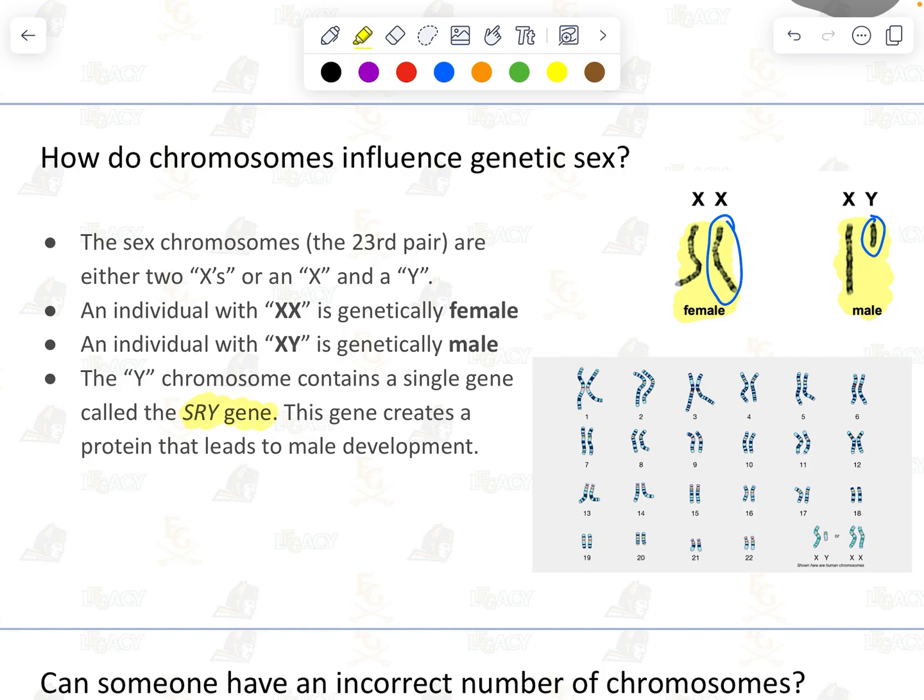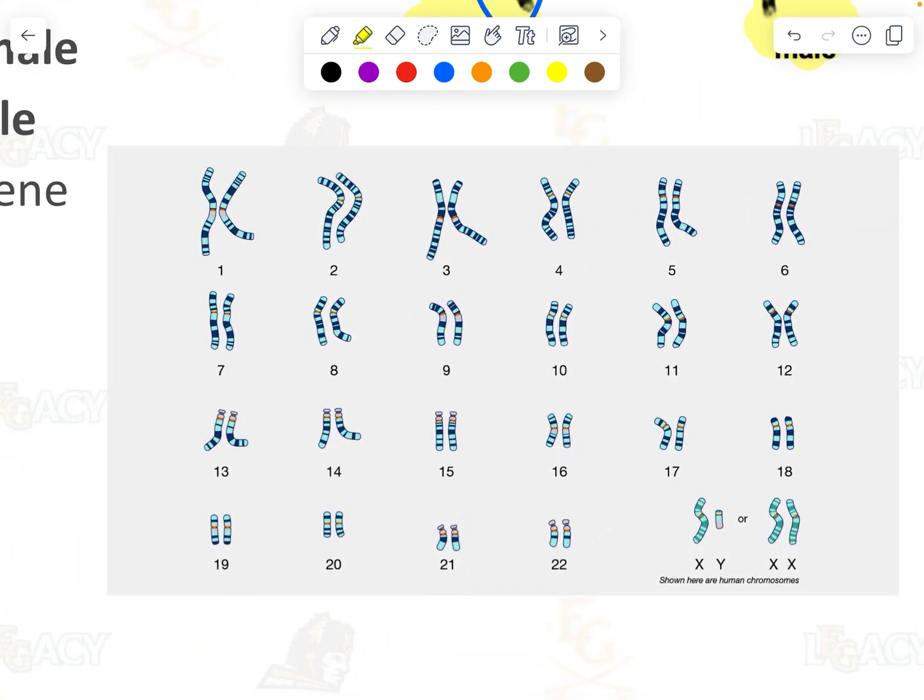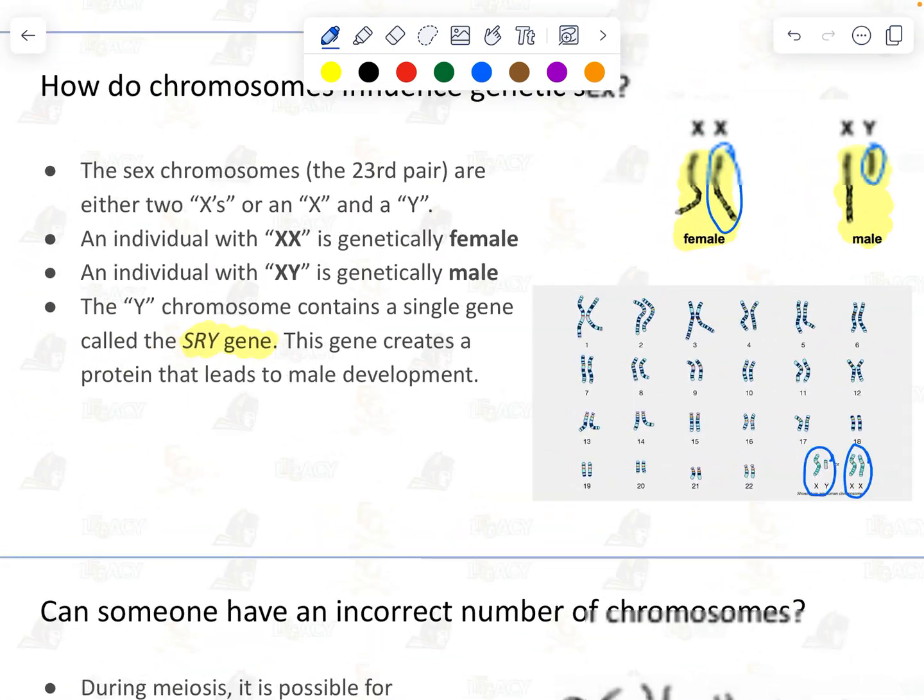And that gene creates a protein that affects a bunch of other genes so that during development, an organism will develop either into a male or a female. And so it's the presence of the Y chromosome that creates genetic males. If there are only X's, then it would be a genetic female. And so this karyotype is just showing the idea that there's 22 pairs, and that this last pair is either going to be X and Y. If it's a big and a small, that's an X and a Y, or two X's. If it's two X's, then that would be a genetic female.